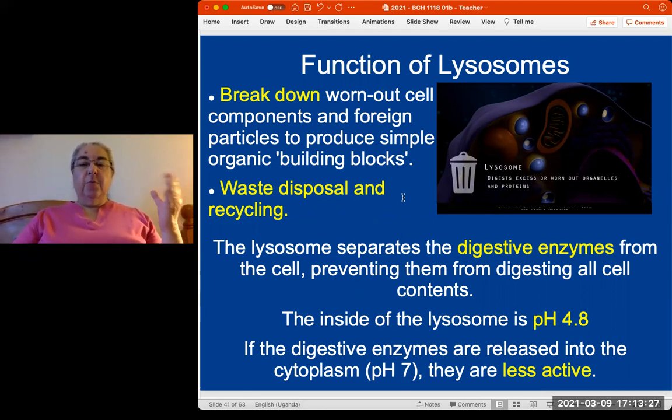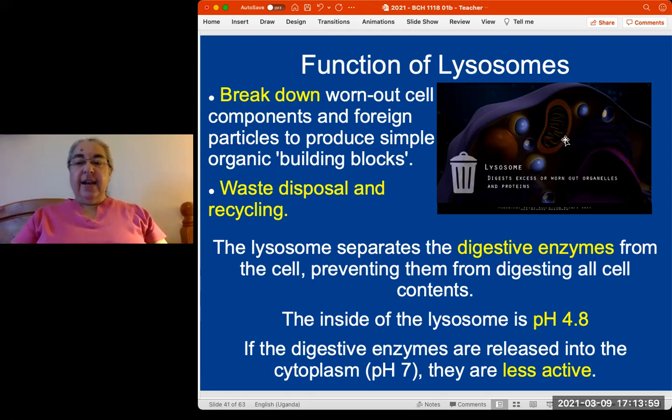So the lysosome will take a large protein molecule, for instance, and break it down to individual amino acids. Take a large RNA molecule and break it down to individual nucleotides. So we can think of it as getting rid of waste in the cell, but also recycling, releasing them in a form that they can be reused.